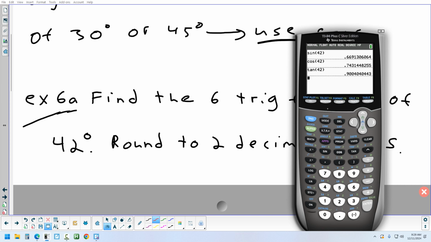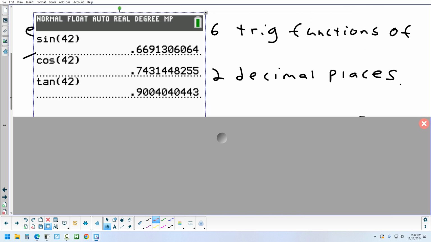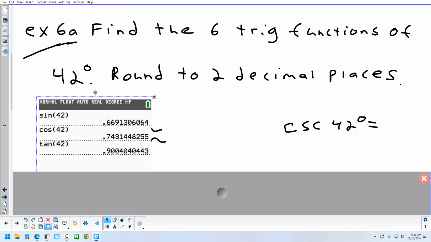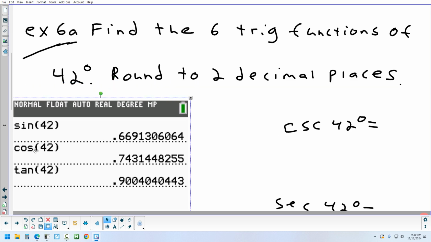To find the cosecant, the secant, and the cotangent, we're going to do it exactly the same way we've been doing it. What do we do with each one of those answers to get the other 3 answers? Yeah. We need to determine the fractions, right? Can you be more specific? If we determine the fractions, then we can divide or have them.